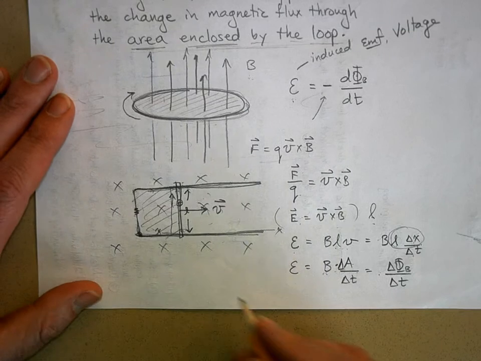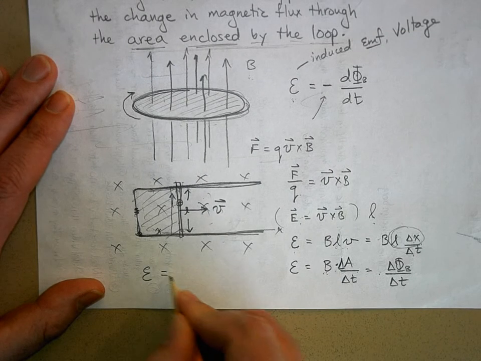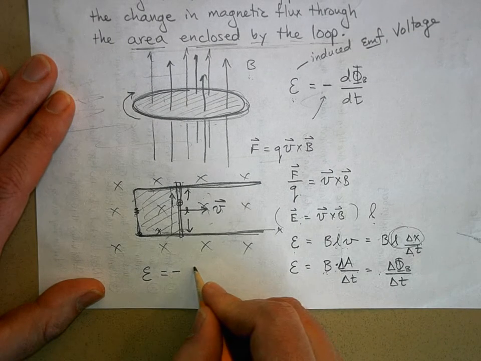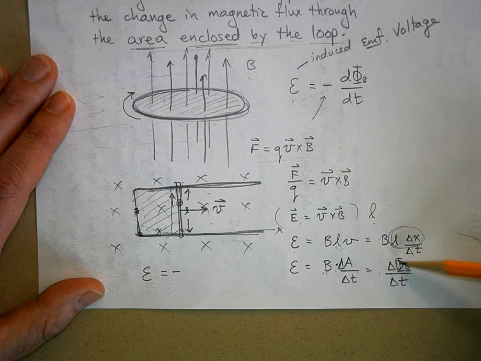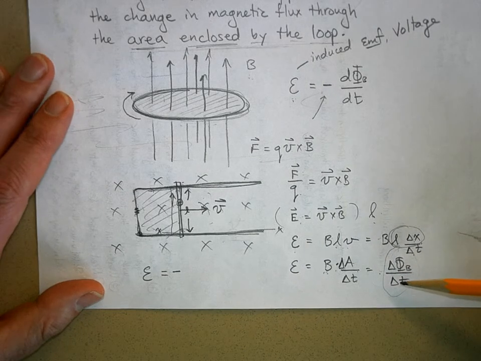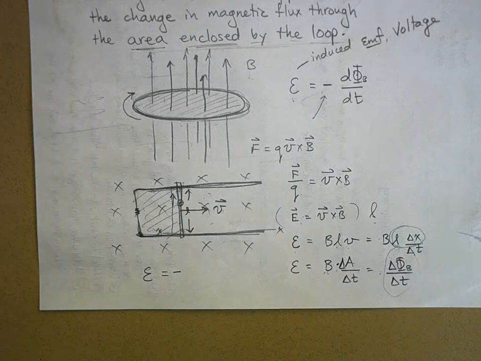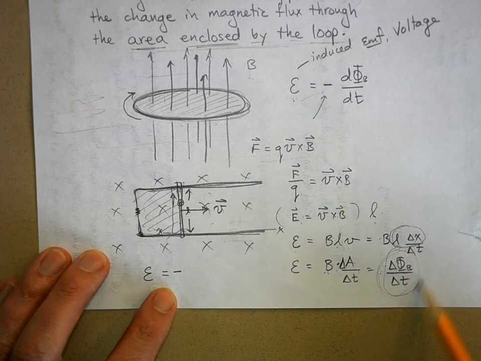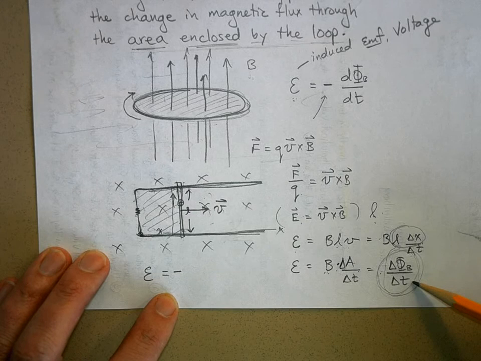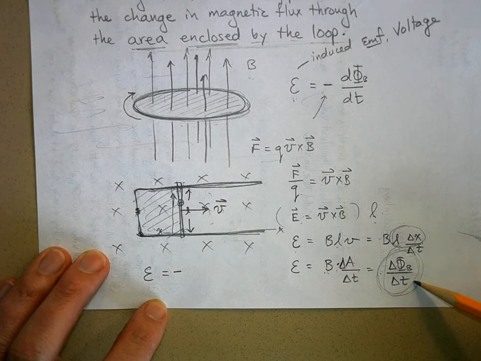And why do we do that? Because E is equal to negative... Faraday's law and Lenz's law. Lenz's law is almost like a corollary of Faraday's law. So this right here, look, if I take the limit as delta t approaches 0, this becomes a derivative.